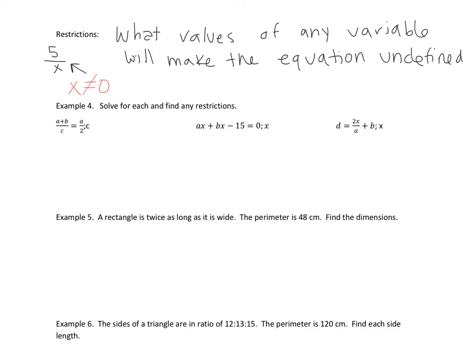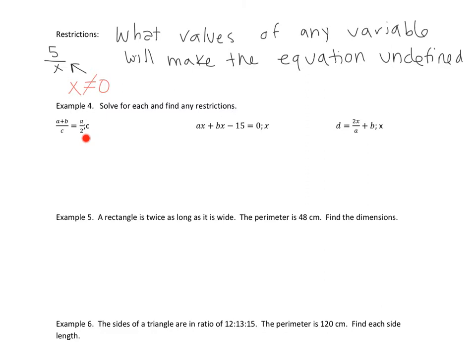So you have to check the equation in the beginning, in the middle, and at the end, and see where you have a variable in the denominator that could possibly make your equation undefined. So now we're going to not only solve for a variable, but we're going to figure out any restrictions. And our restrictions will take the format of this.